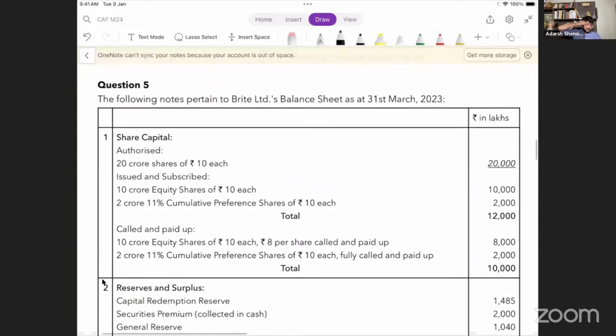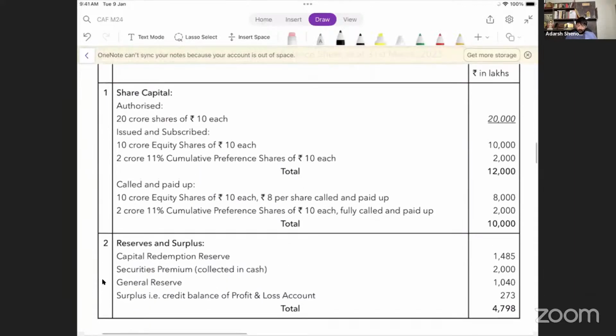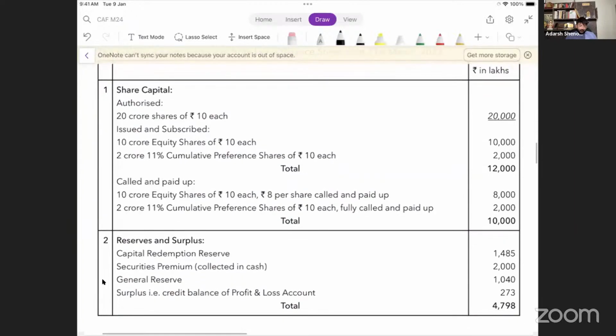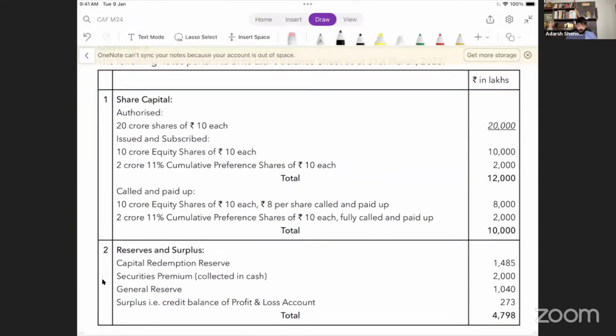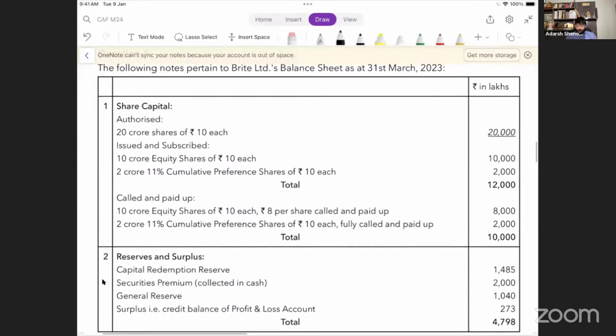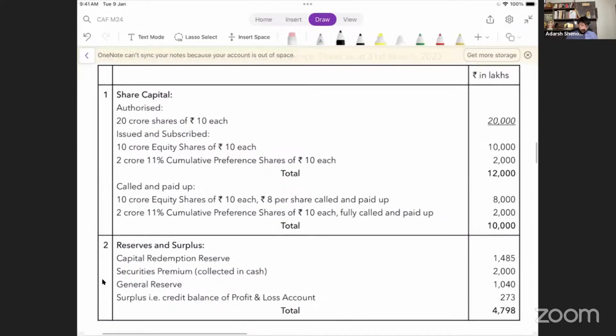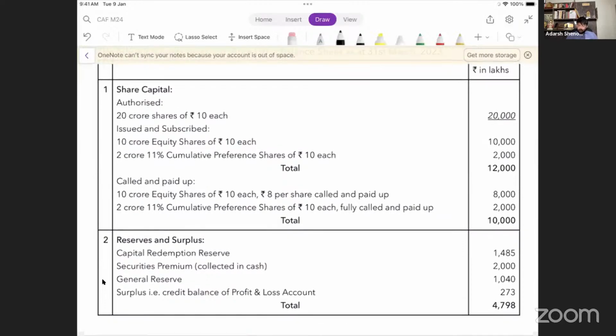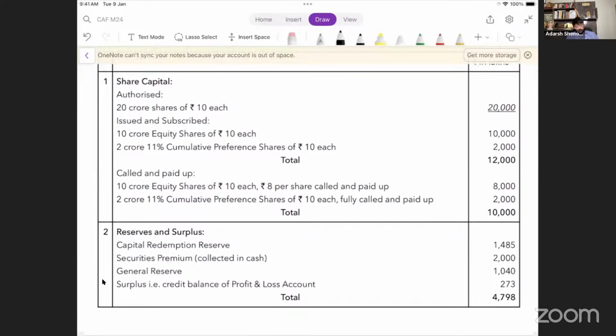Okay, let's go through this question next. The following notes pertain to Bright Limited's balance sheet as of 31st March 2023. So we have share capital, authorized share capital, 20 crore shares of 10 each. Oh, they have given the amount in lakhs, 20,000 lakhs. That's basically 200 crores. Then you have issued and subscribed capital, 10 crore equity shares of 10 each, 10,000. So lakhs means you just have to divide it by 5 zeros. Anyway, we'll see what to do.